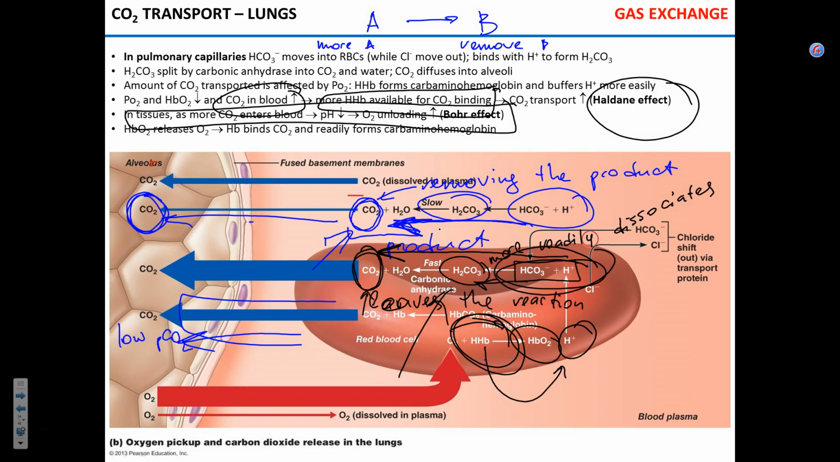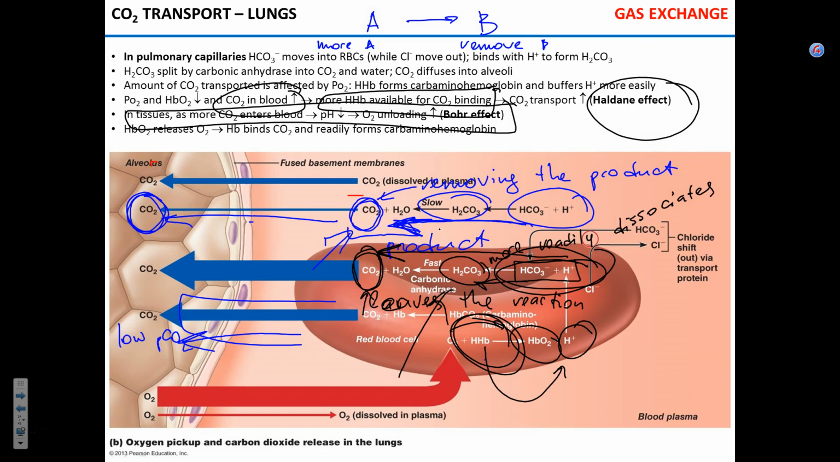CO2 interacts with water, forming carbonic acid. What happens in the lungs? Hydrogen ions interact with bicarbonate, forming carbonic acid, which dissociates into CO2 and water. Does that make sense? Know the basic reactions, okay?